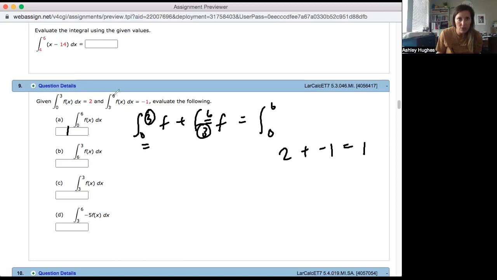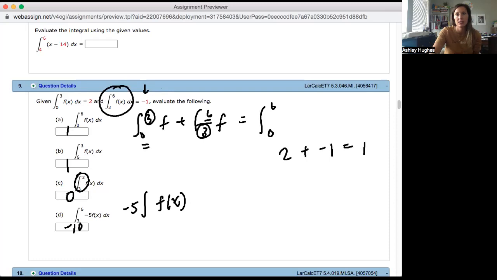From 6 to 3, you're just flipping this, so you flip the sign. That'd be +1. When these don't change, you didn't move at all, that's 0. 3 to 6, -5: you're just going to pull out the -5 and multiply times the answer. So -5 times 2 is -10.